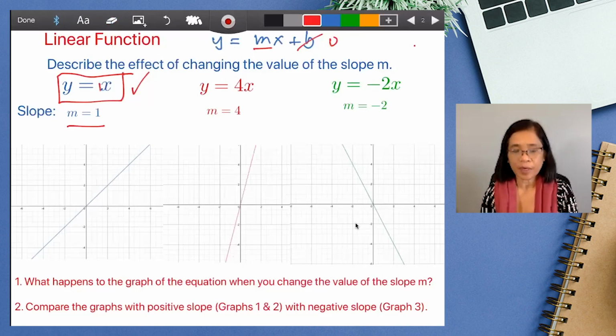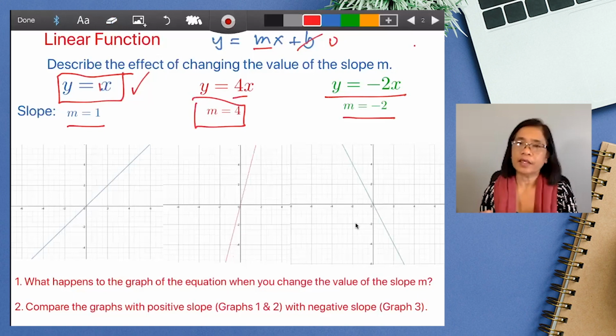And we are going to compare this to the equation y equals 4x and the corresponding graph. In this case, our m, or the slope m, which is the coefficient of x, is equal to 4. And also, when y is equal to negative 2x, when m is equal to negative 2.